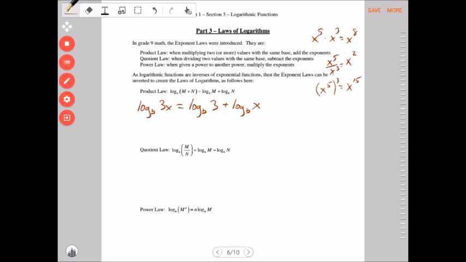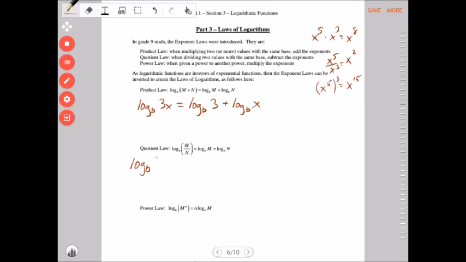The quotient law says if I have log base b of two things that are dividing, then they subtract. So this would be something like log base b of 21 over, let's say y. The 21 over y is a dividing thing, so I can just separate the two parts out: log base b of 21 minus log base b of y.